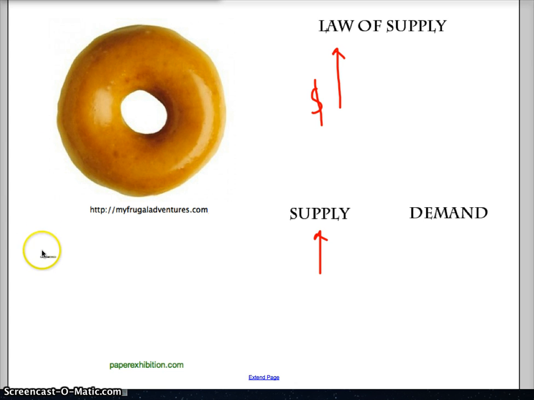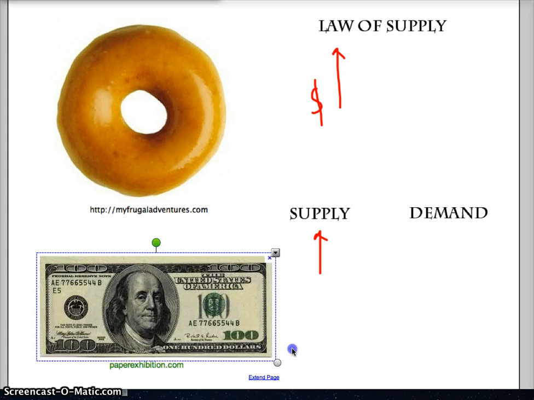I'll give you an example. Here we have one donut. What if one donut was $100? You know, if you knew how to make donuts, you might be tempted to go home and make a dozen donuts and make $1,200. You could do it if people paid $100 per donut. So if people suddenly want to make the money, want to go home and make donuts, the supply will go up. So as the price goes up, the supply goes up.